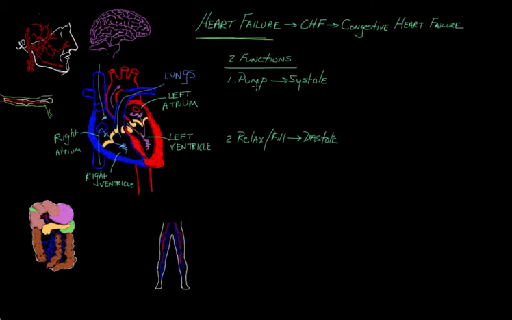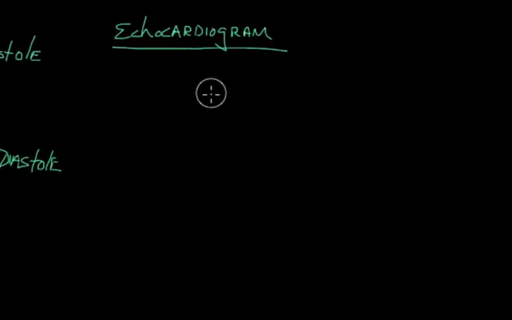And if your heart can't do one or the other of these two, that's how you end up with heart failure. Now, if a patient comes to a doctor and says that they have symptoms that are concerning for heart failure, how are they going to figure out if someone has heart failure? Well, the thing they do is they do an ultrasound, or what is called an echocardiogram. And an echocardiogram is just a fancy ultrasound that is able to take a good look at the heart and classify how well your heart is pumping and how well your heart is relaxing.